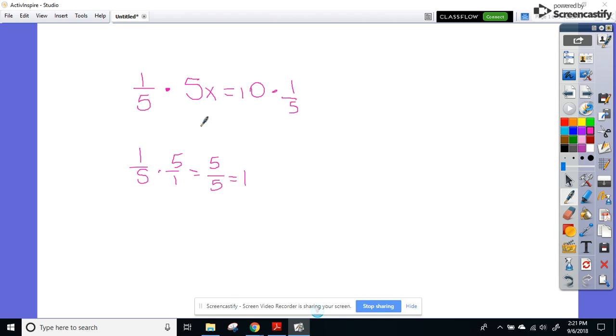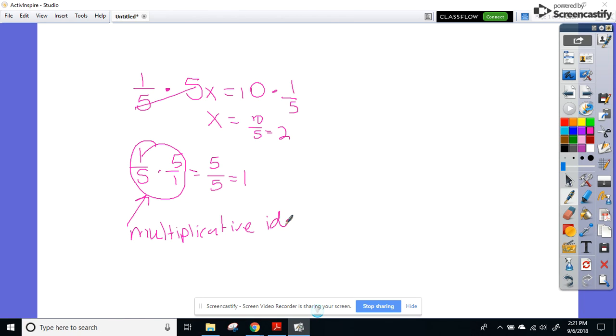So the exact same thing happens. Those end up being x. This ends up being 10 over 5, which reduces to 2. We get the same answer. But what you have to understand is what's happening right here when we multiply a number times its reciprocal. We're creating what we call the multiplicative identity. And the multiplicative identity is what happens when you multiply two things together and you end up with 1.